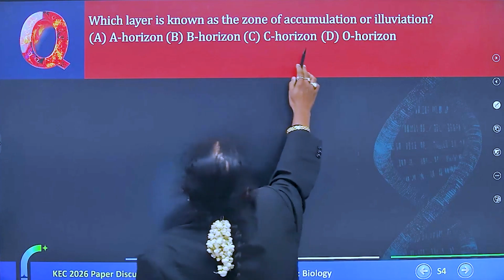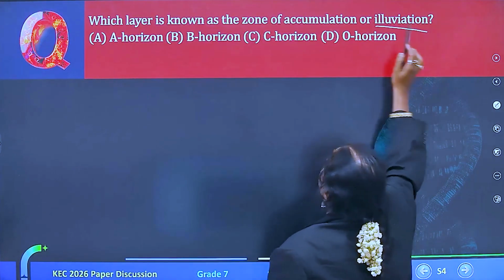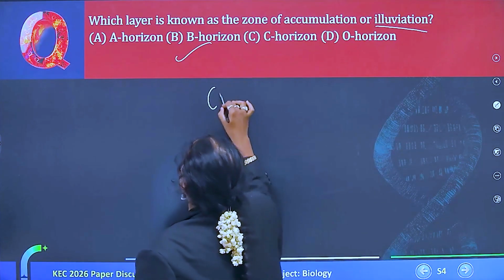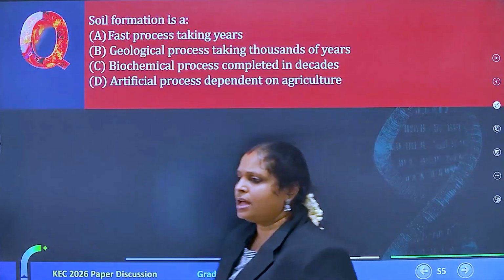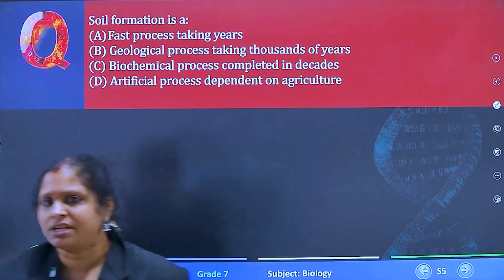Which layer is known as zone of accumulation or illuviation? B horizon. What will be the answer? B horizon. Okay.